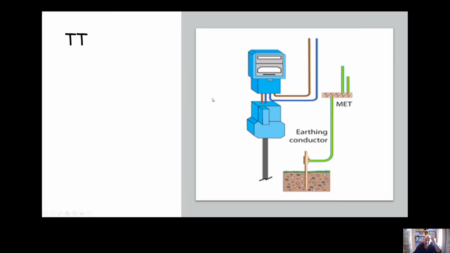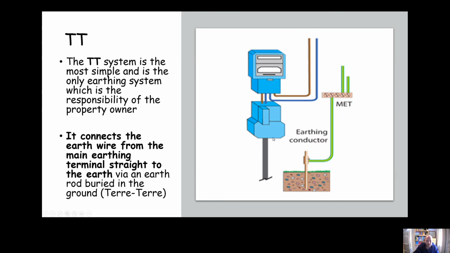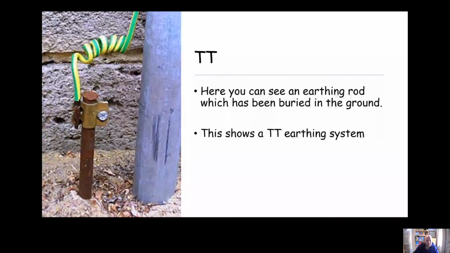So the first one, TT, or earth to earth. The TT system is the simplest type of earthing system, and it's the only one in which the main earth wire actually remains the responsibility of the property owner. Essentially, with a TT system, the earth wire would run out to an earth spike, which would be buried in the ground, and the earth would literally be going to earth. Okay, going to the ground. You can see an example of it here. We've got an earth spike here with our earth wire connected onto it, earth to earth.